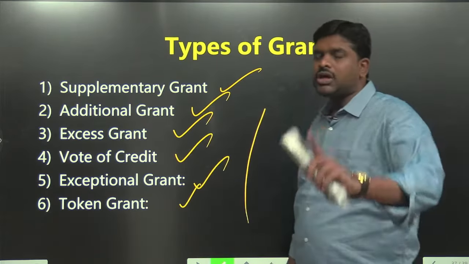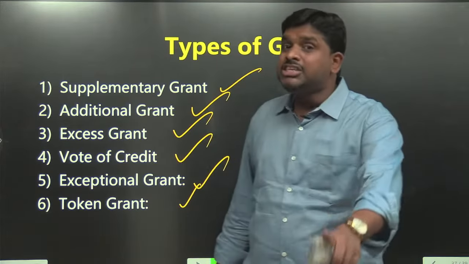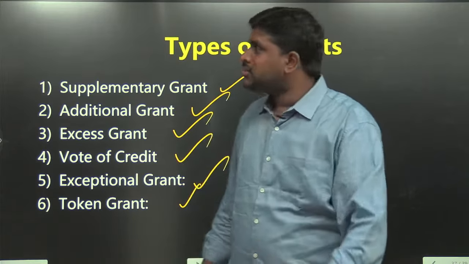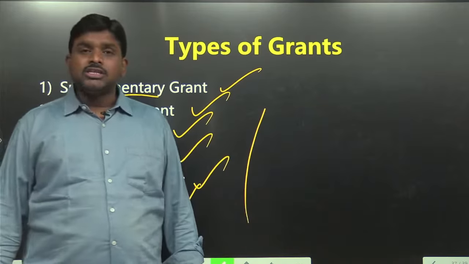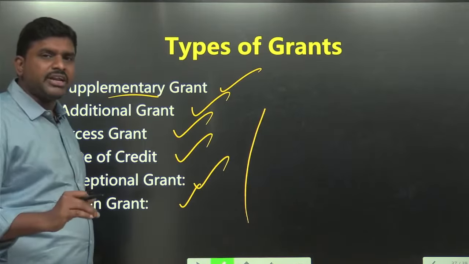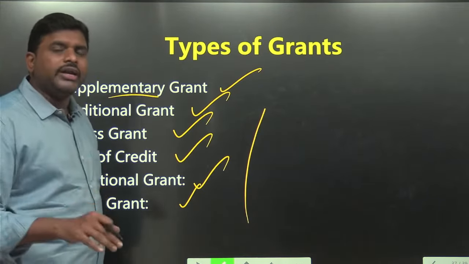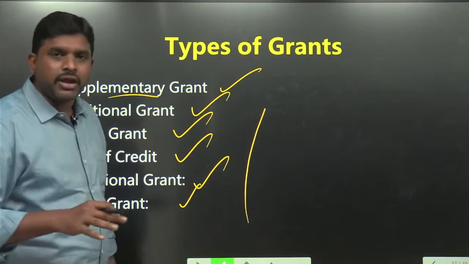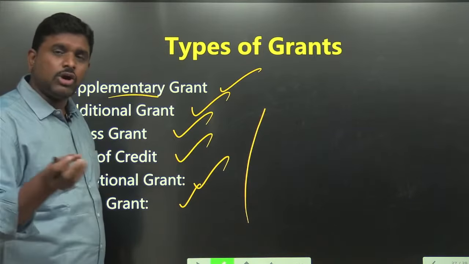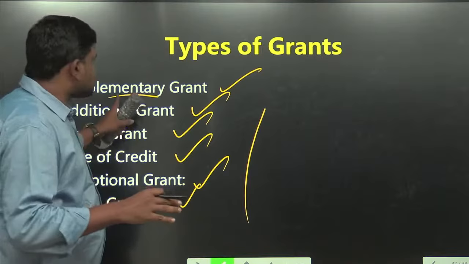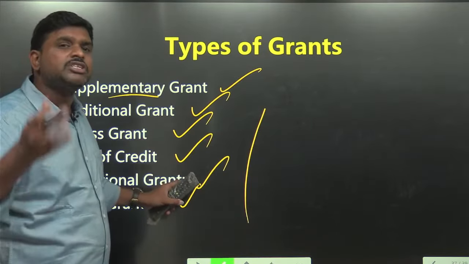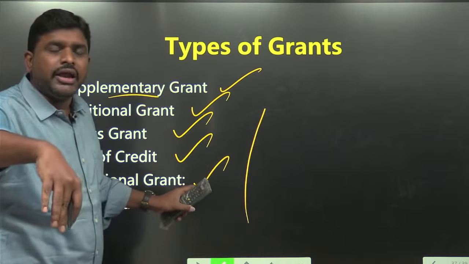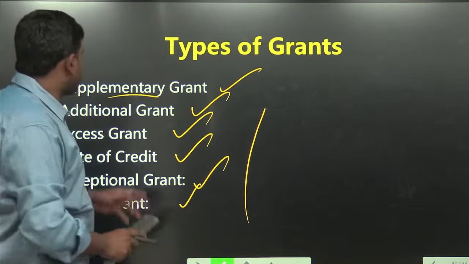These all are in the news in the month of March because of the budget session. What is a supplementary grant? Already 1000 rupees has been allocated. Supplementary means extra. That 1000 rupees is not sufficient, so I am taking more amount. It is called a supplementary grant.